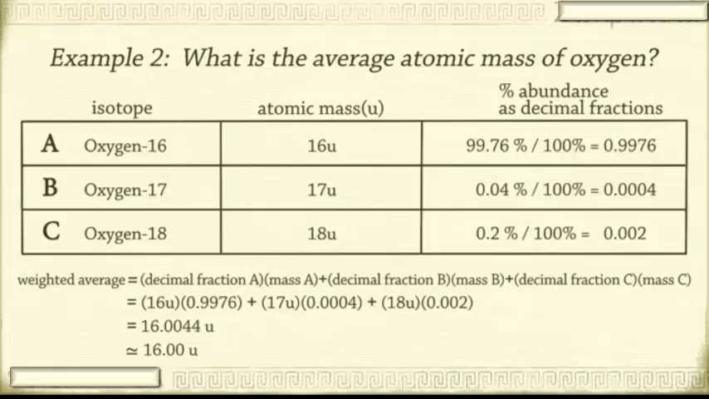You may get a slightly different answer depending on how many decimal places you have in your percent abundances measurement. Check your answer to see if it passes the smell test. You know that the most common isotope by far is oxygen-16, so the average atomic mass should be really close to 16 u. And it is.